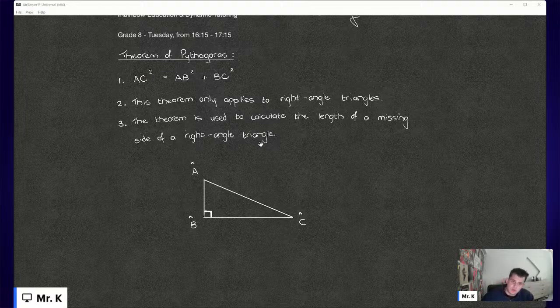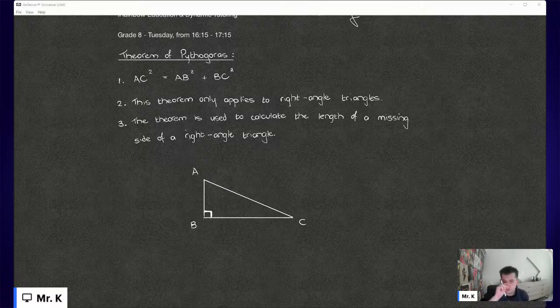Make sure that you are paying attention to the formatting of the letter, the fact that it's a capital letter. Sometimes you won't see these angle markings, sometimes you will. It really depends on the situation. So you can choose to write them if you would like to. For now, let's just say that this is A, B, and C.